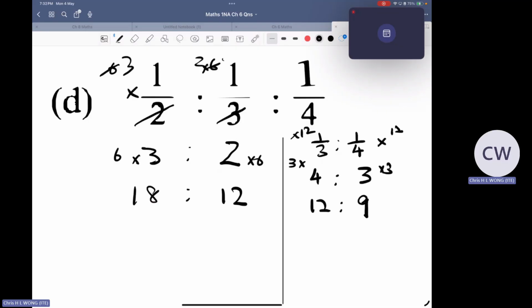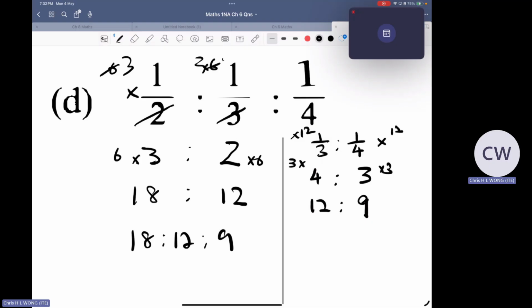Now you see these two numbers are the same. If this equals this, it must be this equals this equals this. Same, right? So I put them all together now. I will have 18 is to 12 is to 9.